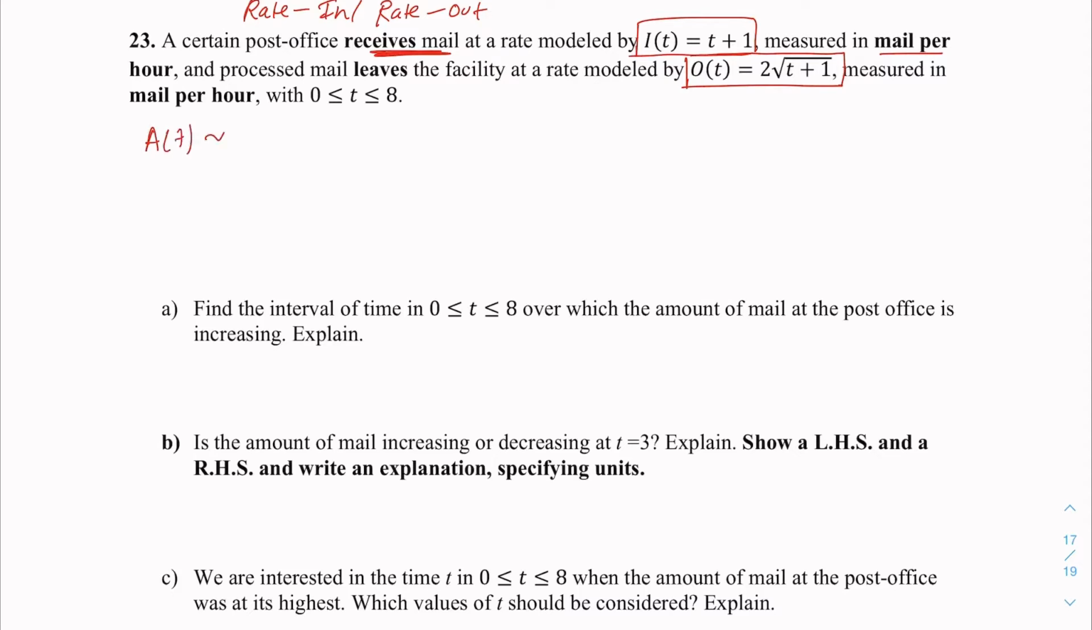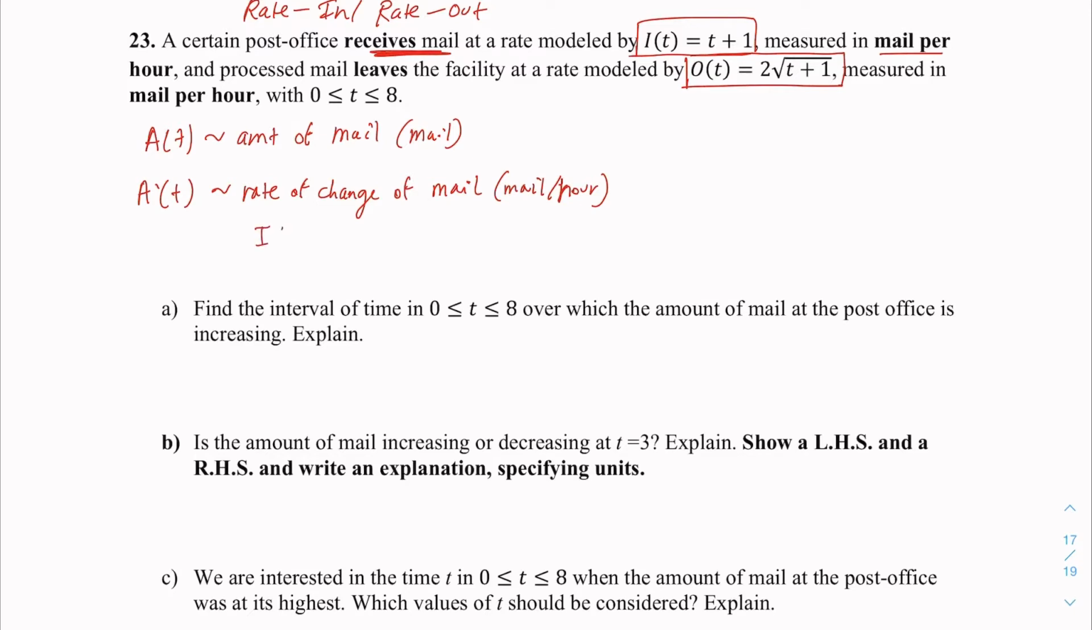If A of t represents the amount of mail at time t, measured in mail, then A prime of t will be the rate of change of mail, measured in mail per hour. And that's going to be, so the rate of change of the amount of mail will be the amount that's coming in, which is I of t, minus the amount that's going out, which is O of t.